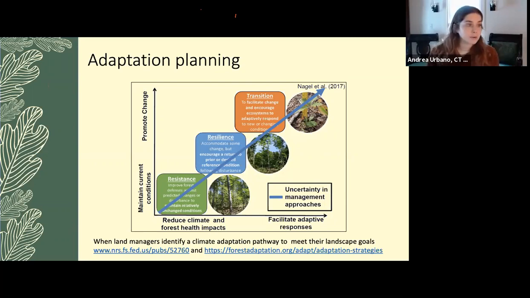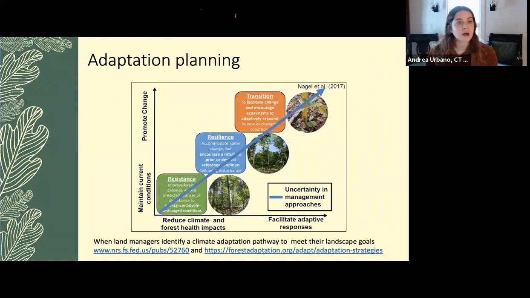You can implement management prescriptions or options that promote resilience. And that means it promotes forest function so that it can return to a prior or desired reference condition following either a human or natural disturbance. Or you can promote forest transition through management. And this facilitates change and encourages ecological adaptation to a new or changing condition.